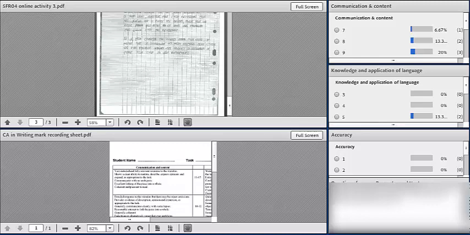Now, before we move on to the next activity, I've had a question which says, I would like to know where to find marks to grade boundaries on the website.